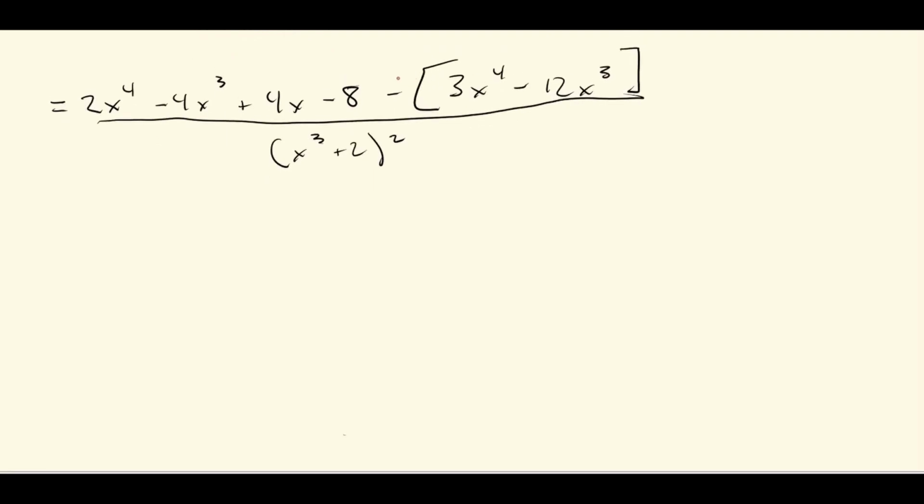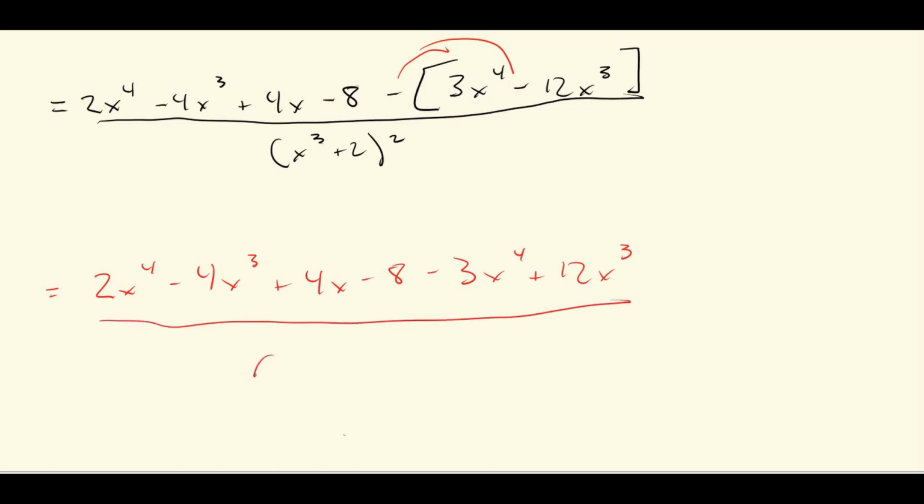We'll go ahead and distribute this negative sign, which will give us 2x to the fourth minus 4x to the third plus 4x minus 8 minus 3x to the fourth plus 12x to the third, because we have a double negative, all over our denominator of x to the third plus 2 squared.